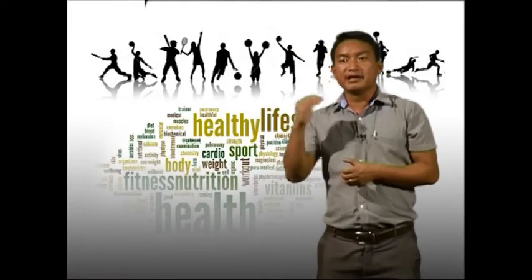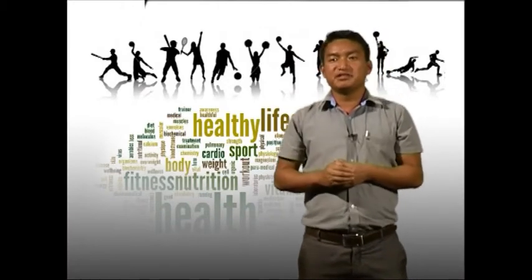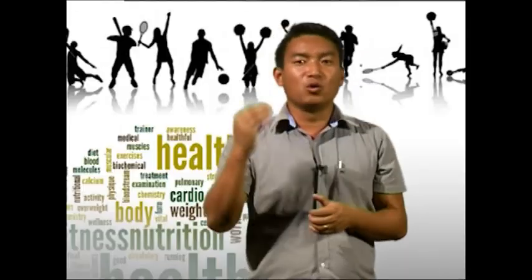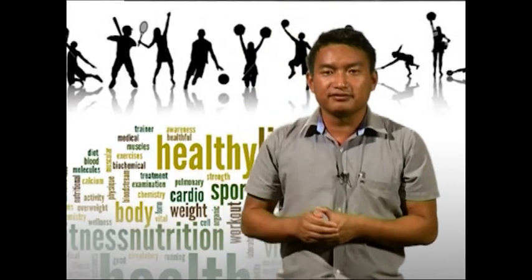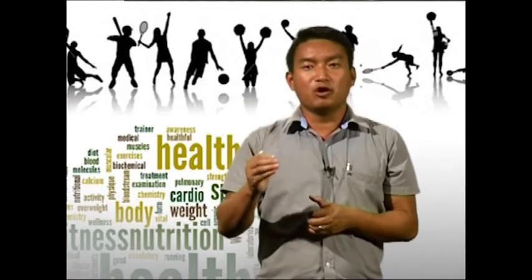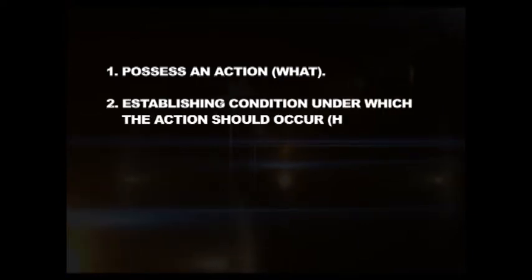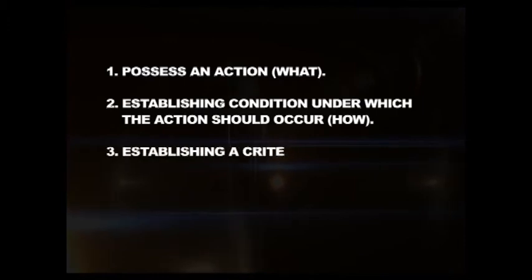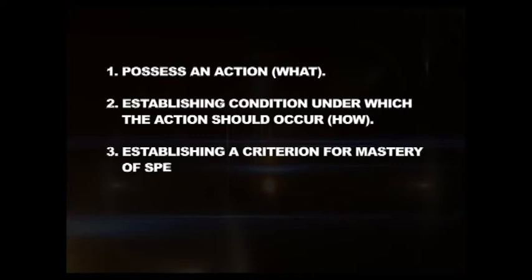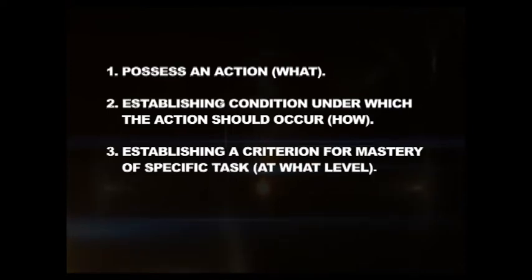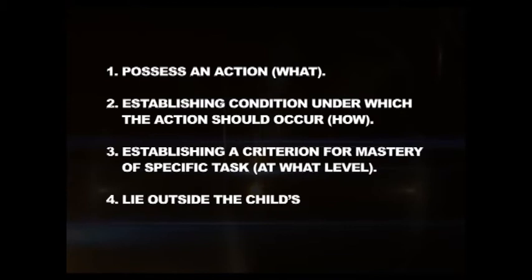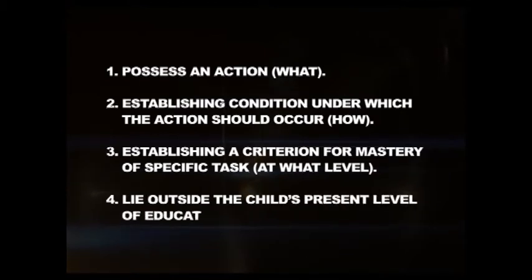In addition to the hierarchical linkage between the present level of performance, the annual goal and each of the short-term objectives, the annual goal and short-term objective must incorporate four concepts. Number one, possess an action, that is what. Number two, establishing condition under which the action should occur, that is how. Number three, establishing a criteria for mastery of specific tasks, that is at what level. Number four, lie outside the child's present level of educational performance.